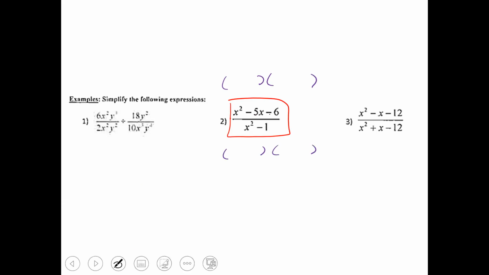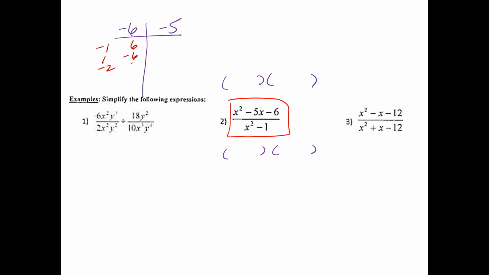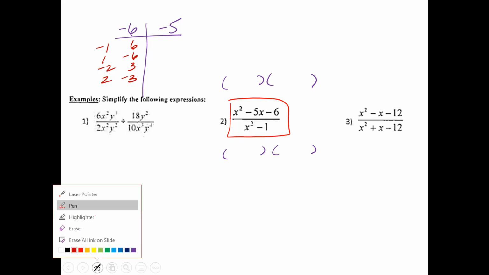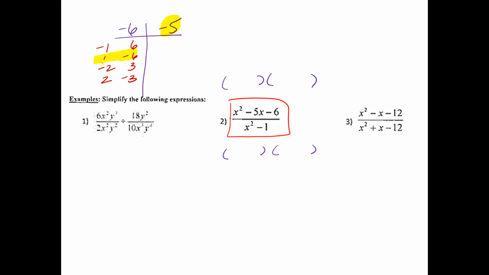On the top, you have a -6, and remember I taught you how to make a little table. Your last number is -6, your middle number is -5. So what numbers multiply together to give you a -6? You can include -1 and 6, +1 and -6, -2 and 3, +2 and -3. But only one of those groupings will give you the middle number, which is a -5. This is the one that will work, the only one: 1 and -6. So x plus 1, x minus 6.